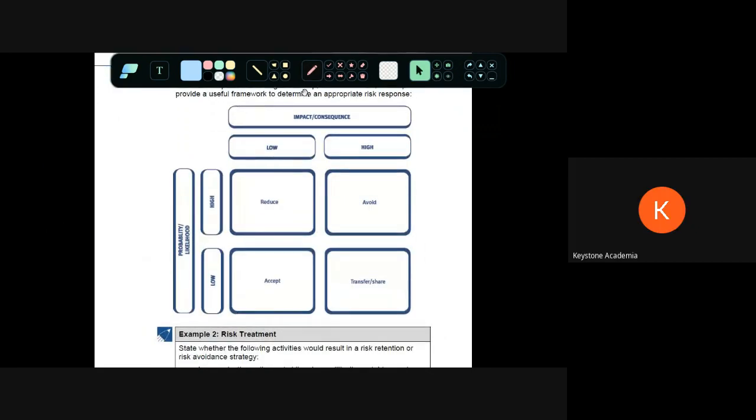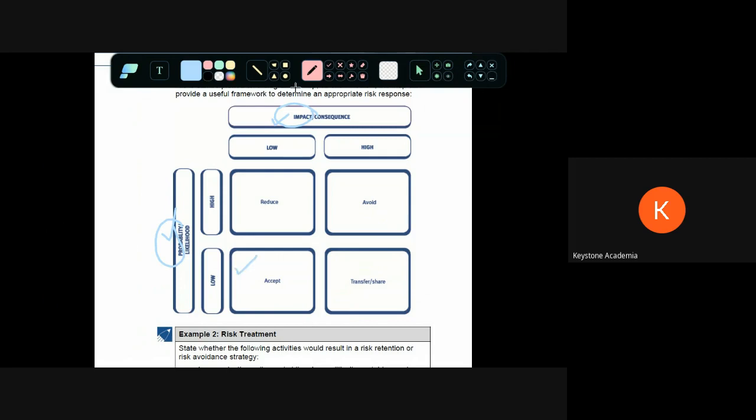Okay, this is our risk mapping. When we are analyzing any type of risk, there is the impact of that risk on the company, and there is a probability of that risk arising. If there is a low probability that the risk might happen, and a low impact if it does, what should we do? We should accept that risk.